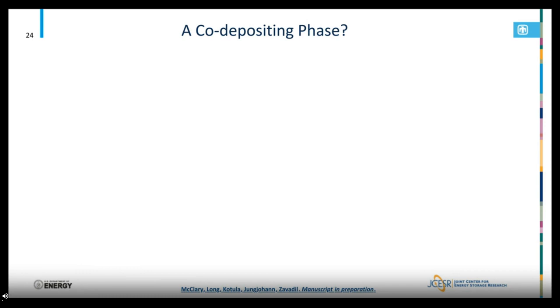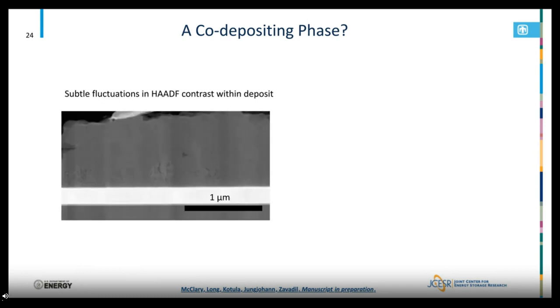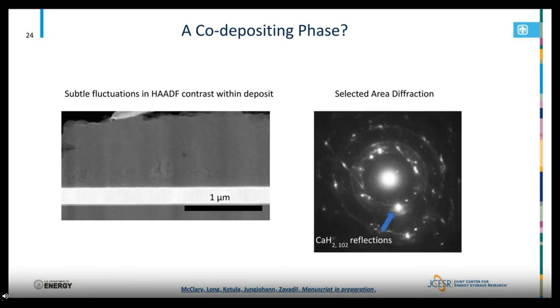When we look at this with STEM, something pops out to us. We see these nuggets of interesting contrast, this different porosity near the gold electrode. And when we take a selected area diffraction pattern from those regions specifically, we find calcium hydride reflection. And so what this is telling us is that calcium hydride, at least the majority of what we're finding, is located near the gold electrode. So that leads us to our next investigation, which is a chemical investigation using electron energy loss spectroscopy to look at the chemical fingerprints across this deposit.